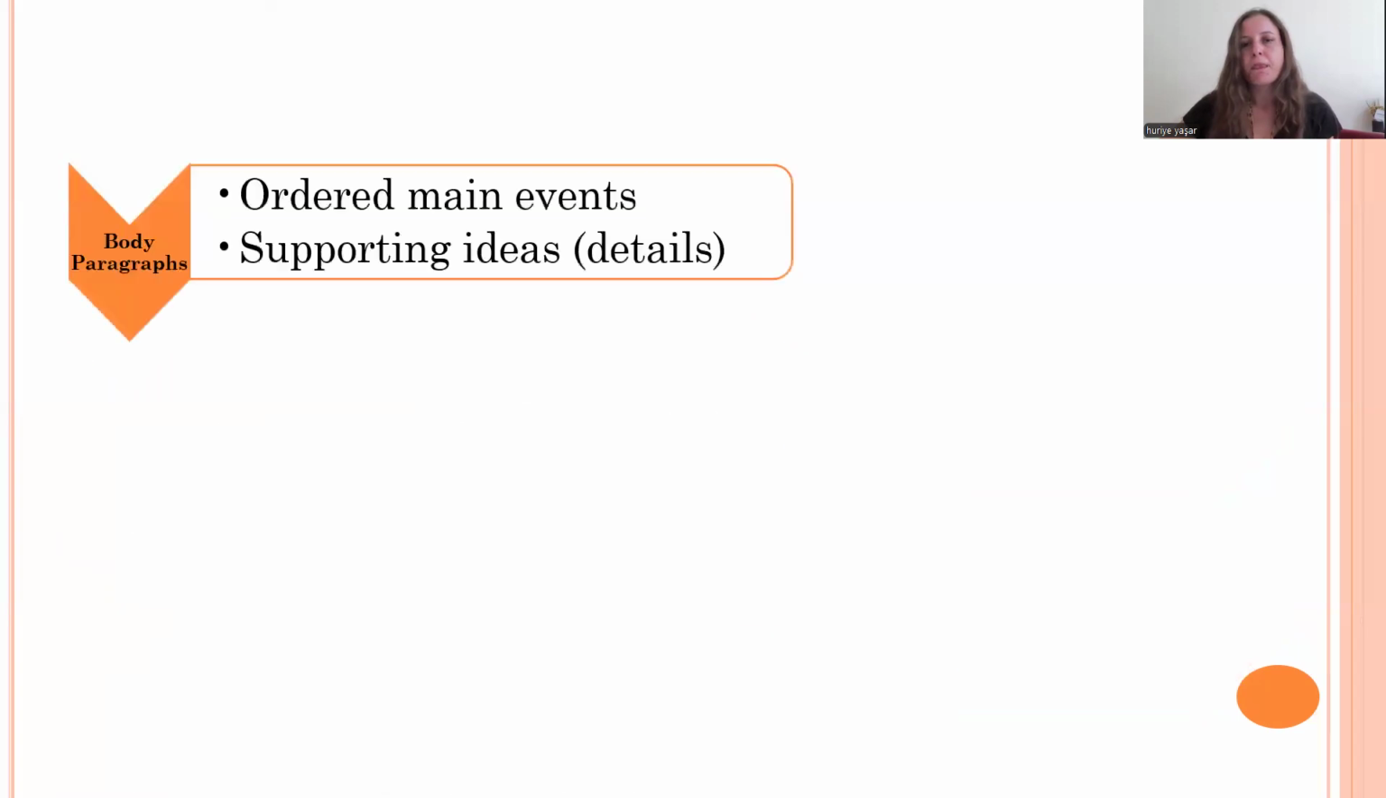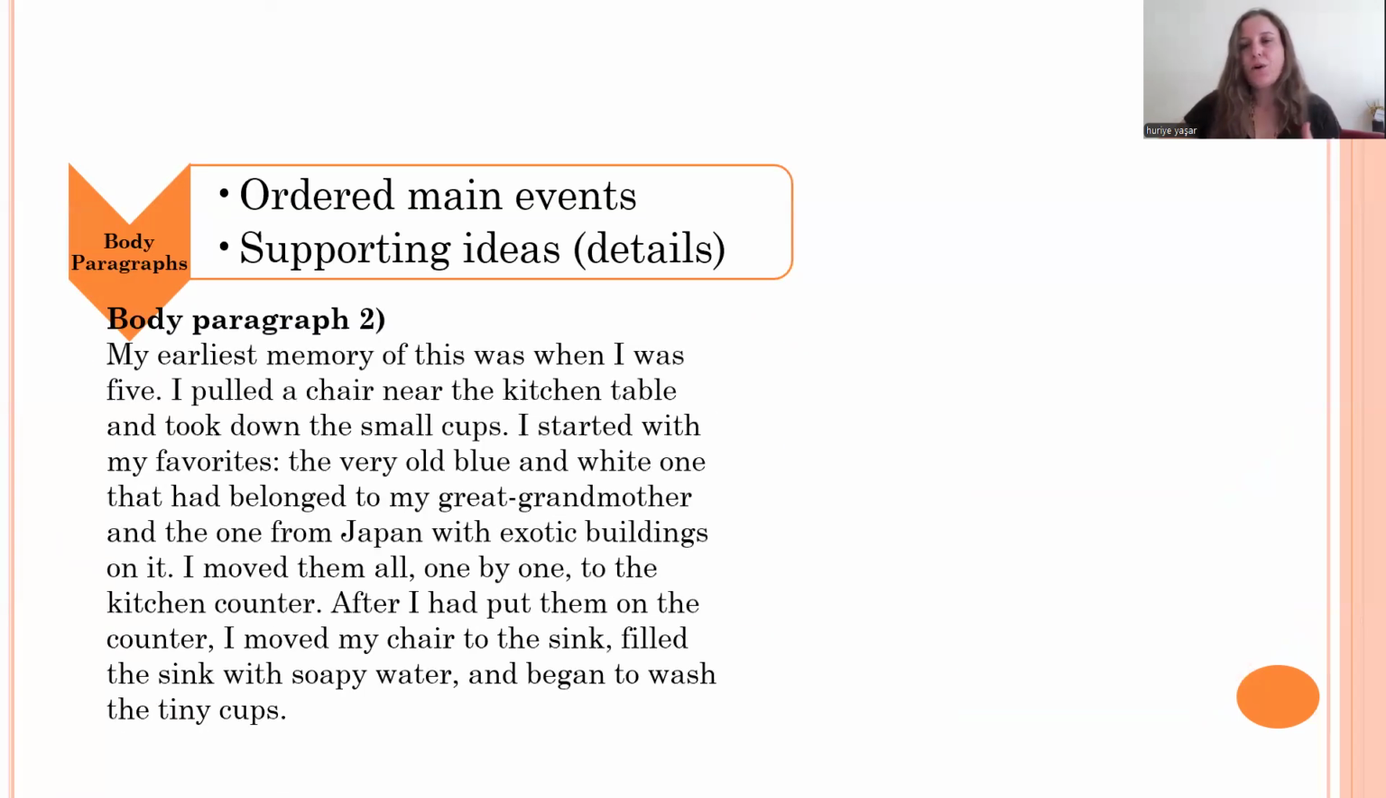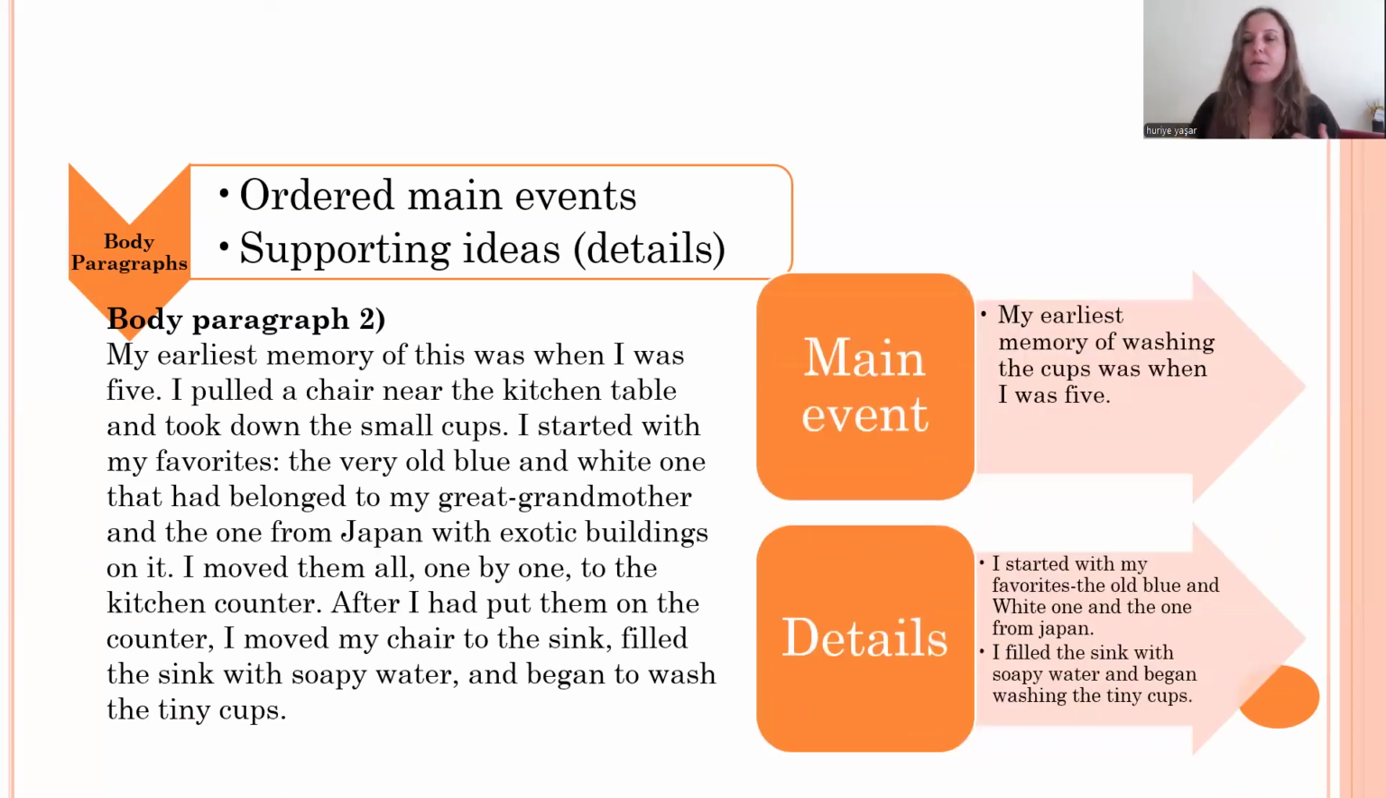Here, the writer goes back to the earliest memory of washing the cups. The detailed description of the event helps to take the reader into the experience, making the narrative more engaging. Details are: I started with my favorite, the old blue and white one and the one from Japan. I filled the sink with soapy water and began washing the tiny cups.